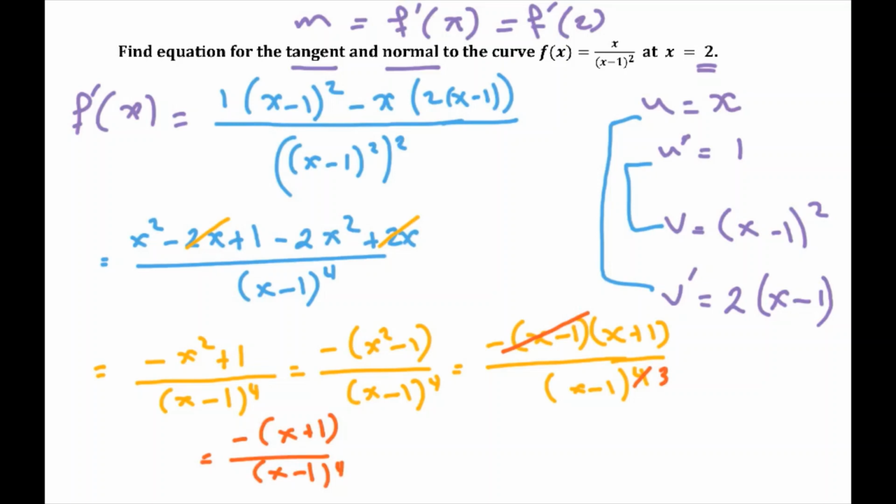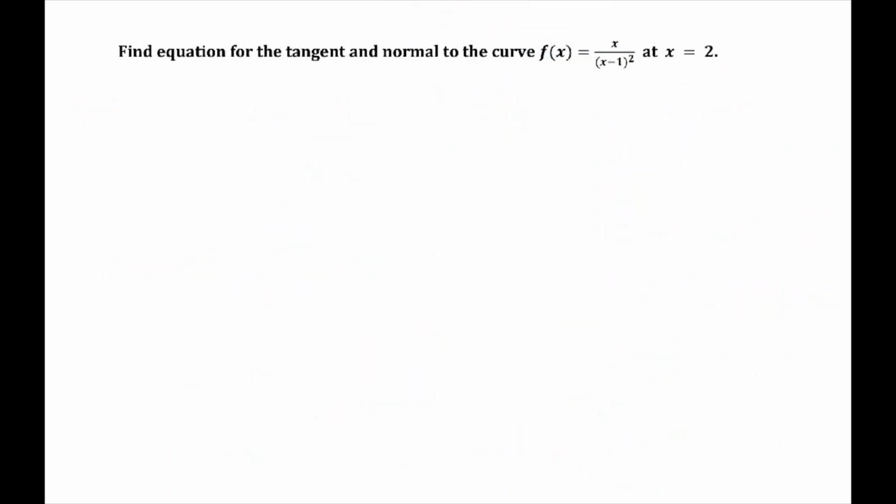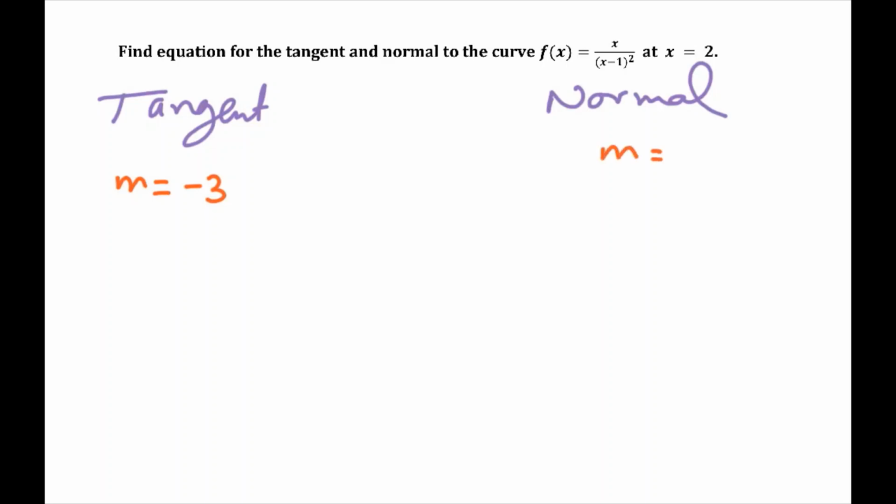Now for the derivative, we know that it's going to be f prime of 2. So we are going to go here, substitute x by 2. So f prime of 2 will be equal to negative 2 plus 1 over 2 minus 1 to the power of 4, and that's going to be negative 3. So this is going to be my slope, negative 3. Now, if I have a tangent and a normal, the slope here is negative 3, and since the normal is perpendicular to the tangent, it's going to be 1/3.